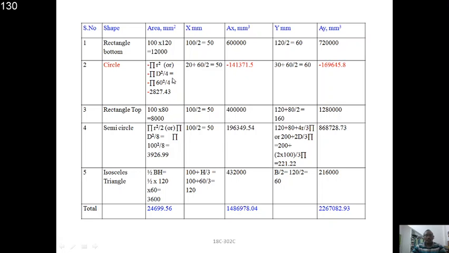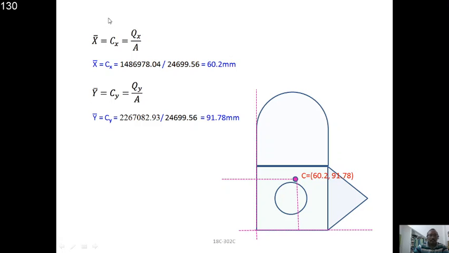Then add all the areas, so this becomes sigma a, and this becomes sigma ax. Just add all the values, that is the total, right? Similarly sigma ay. So the values are obtained from the table, substitute in the formula, then solve for the x bar, and similarly solve for the y bar. You get both the values.